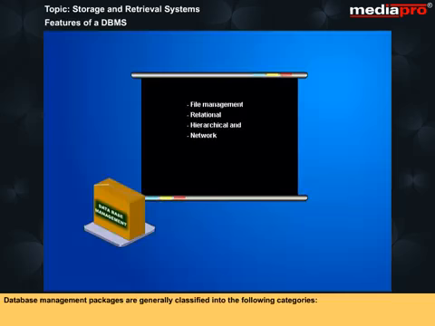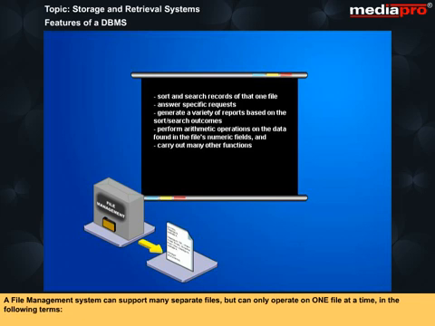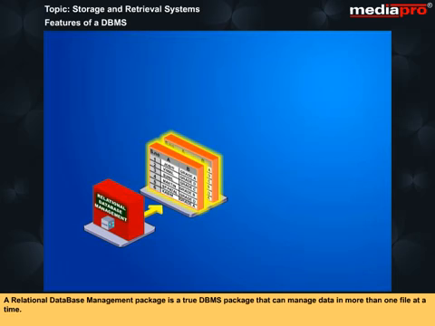Database management packages are generally classified into the following categories. A file management package is not really a database management system in the true sense of the word, but for all practical purposes is counted under the category of DBMSs. A file management system can support many separate files, but can only operate on one file at a time. A relational database management package is a true DBMS package that can manage data in more than one file at a time.